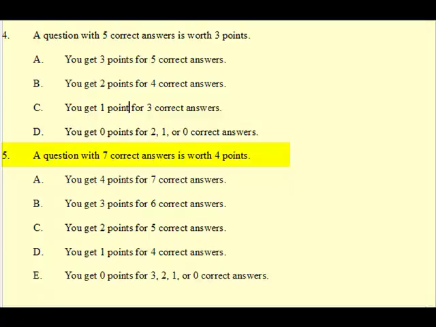5. A question with 7 correct answers is worth 4 points. You get 4 points for 7 correct answers. You get 3 points for 6 correct answers. You get 2 points for 5 correct answers. You get 1 point for 4 correct answers. You get 0 points for 3, 2, 1, or 0 correct answers.